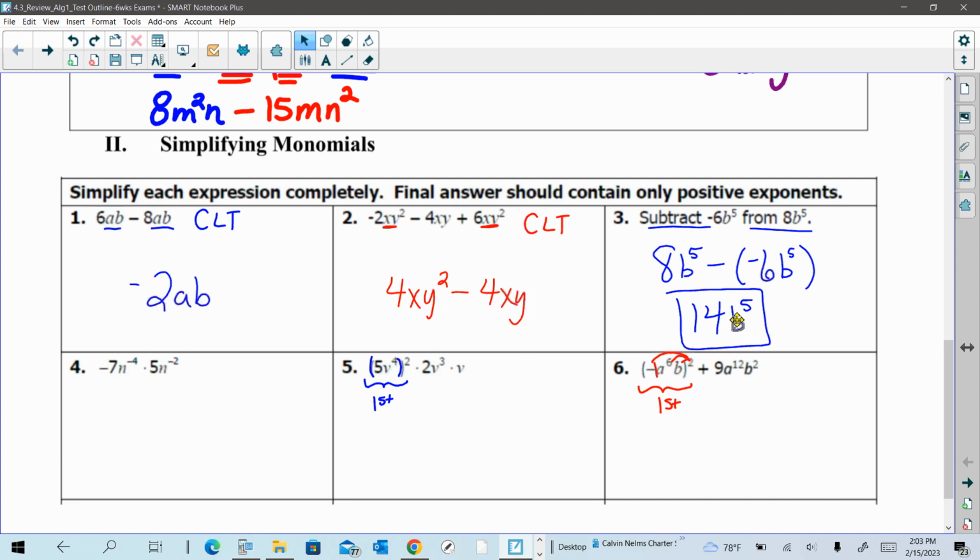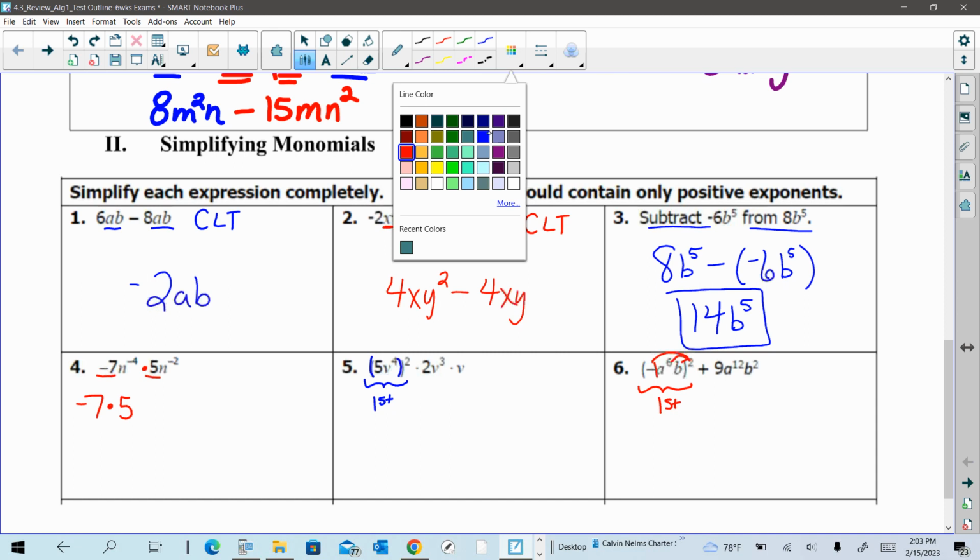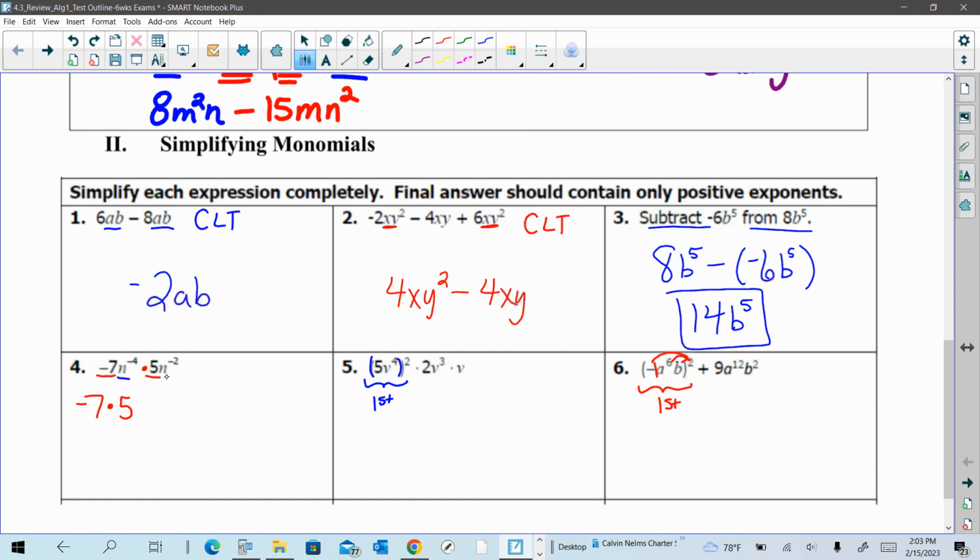I'll go over 4 again. Some classes did this, not every class, just depending on your questioning. When we multiply, we multiply the coefficients together, and then we follow the exponent rule with our variables. So times our n. When we multiply exponents with the same base, we add the exponents.